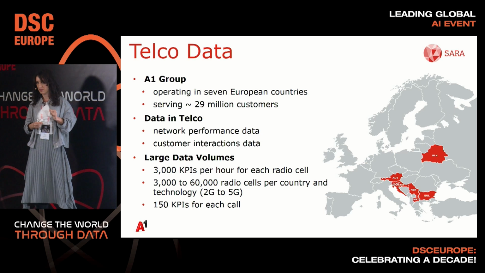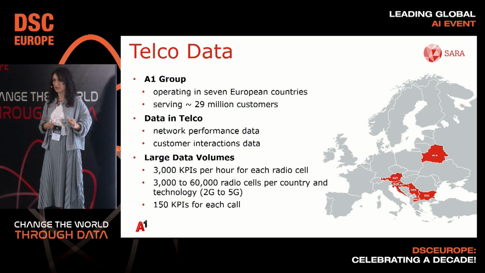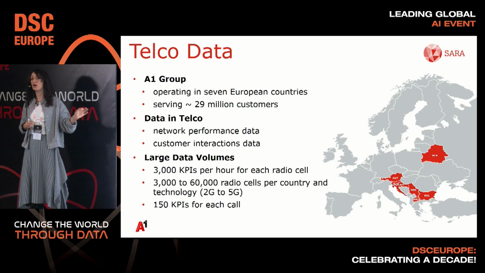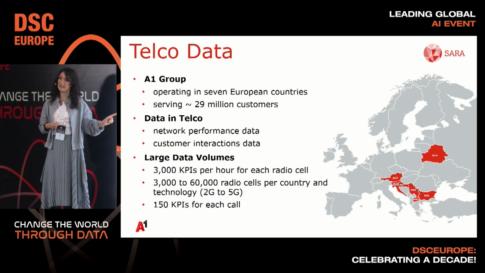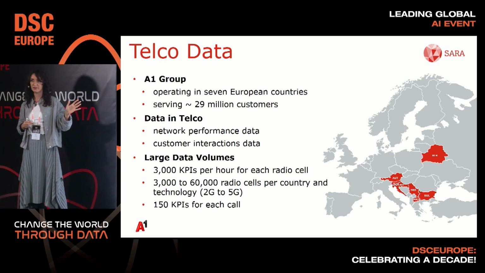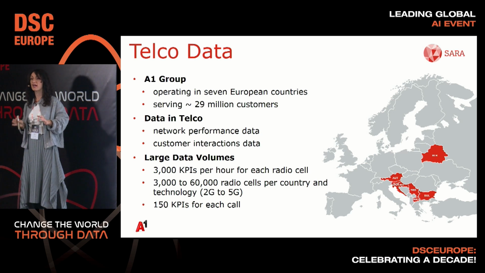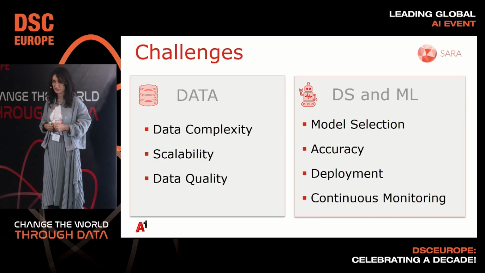But let me give you some numbers. For example, per each radio cell within the network, we are collecting around 3,000 KPIs per hour. We have between 3 and 60,000 cells per country and also per technology, from 2G to 5G. Additionally, we are collecting around 150 KPIs per each call within our network. So obviously, we are facing a lot of challenges.